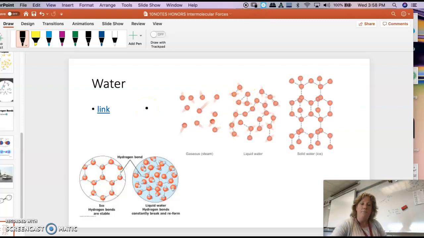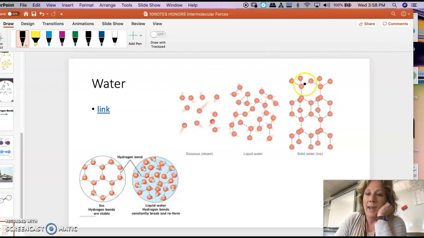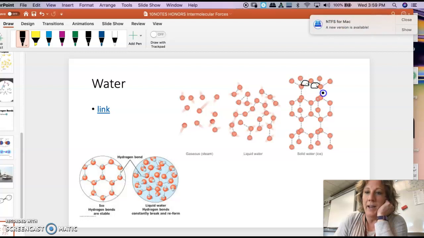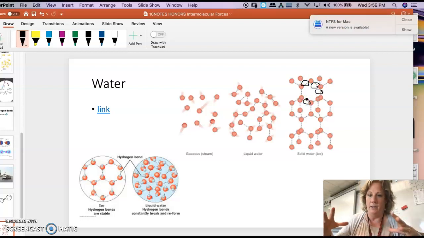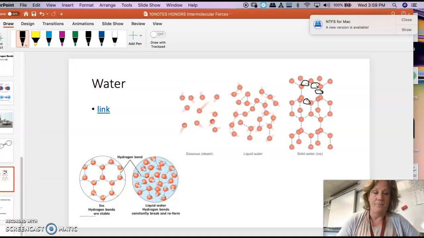Most solids are more dense and will sink in the liquid state of matter because they'll pack closer together. Whereas water, the way that it forms the hydrogen bonds, which are right here in this diagram, forms kind of a hexagon type honeycomb shape, and that expands it. So that's why our ice floats on our lakes. If it weren't for hydrogen bonding, it would sink.